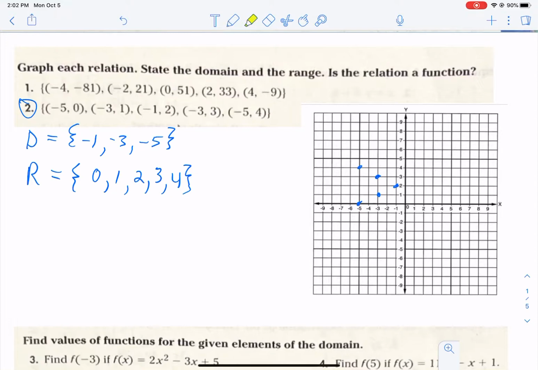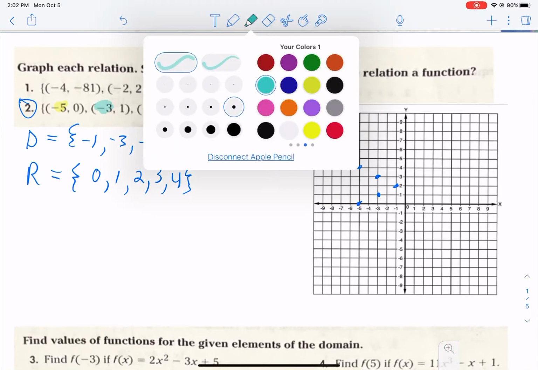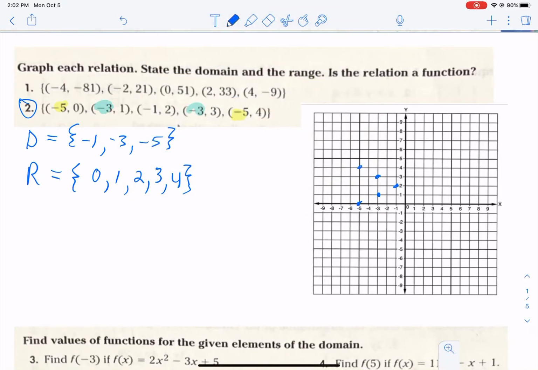Is this one a function? Well, since we had some repeats on our x's, our -5 repeated, and so did our -3, that would be no, it is not a function. If we applied the vertical line test, here is a spot where the vertical line hits it twice. Here is another spot where a vertical line hits it twice. So we could say no, it is not a function by looking at the x's, or we could look at the actual drawing itself.